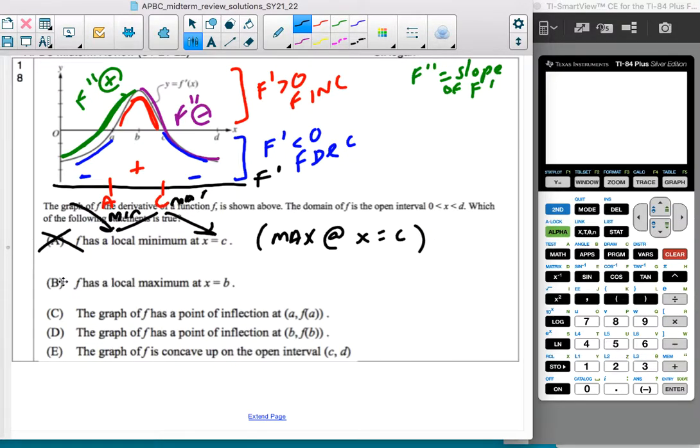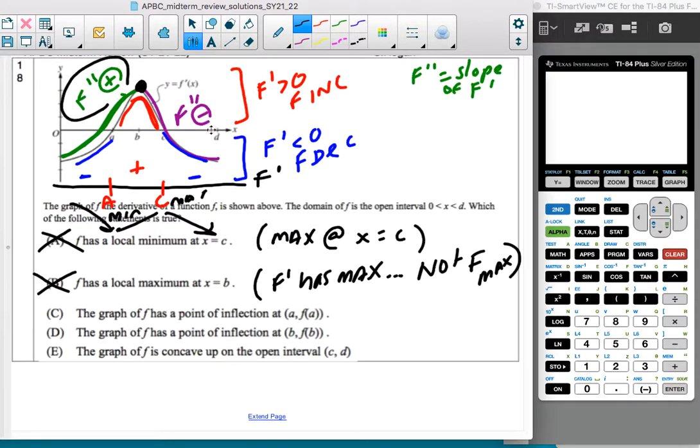F has a local max at b. That is false because f prime has a max, but they're not asking about f prime. It's not f that has a max, so it's not b. The graph of f has a point of inflection at a. Nope, because the point of inflection is going to happen right here, where f double prime changes from positive to negative. So not a point of inflection at a. In fact, at a, f has a min.